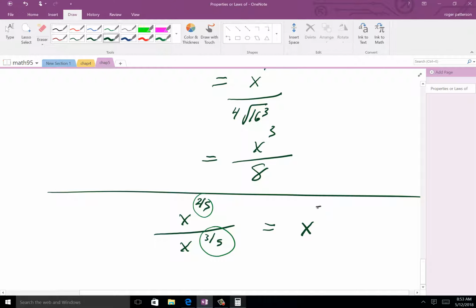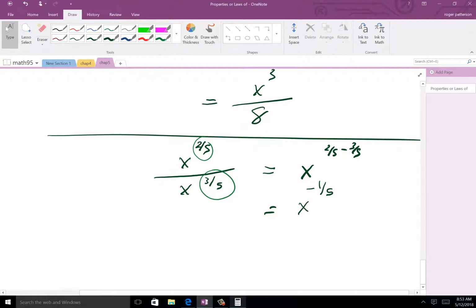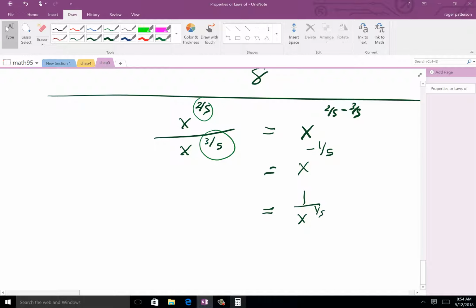Okay? I have 2/5 minus 3/5. What's that equal to? Negative 1/5, right? Okay. Oops, wait a minute. I don't want to have a negative exponent. Got to get rid of that. So what is that negative going to do? 1 over x to the 1/5. All right. Now I don't have to write it in radical form. I can just leave it like that. It doesn't ask me to do that. It just says leave it like that.